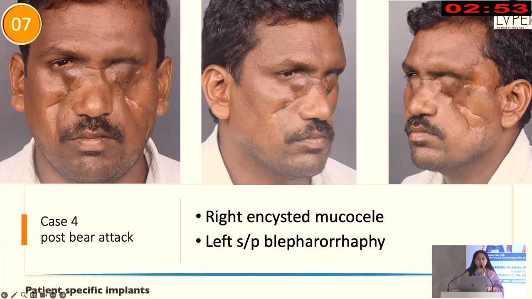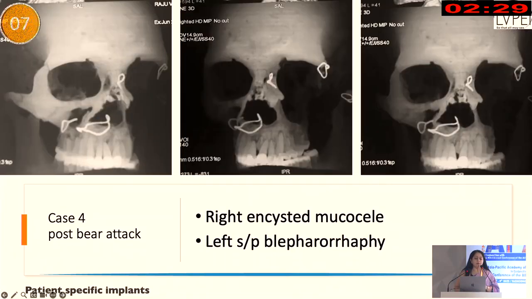Here's another gentleman who had a bear attack, and on the right side he has secondary nasolacrimal duct obstruction, for which we performed a DCR. But what was of interest is during the primary intervention that he had, the eyelids were completely closed in a blepharophimosis, and he was living like this for the past 20 years. He did tell us that he had good vision before, and he wanted to explore the possibility of opening up his eyelids and seeing if he was able to see again.